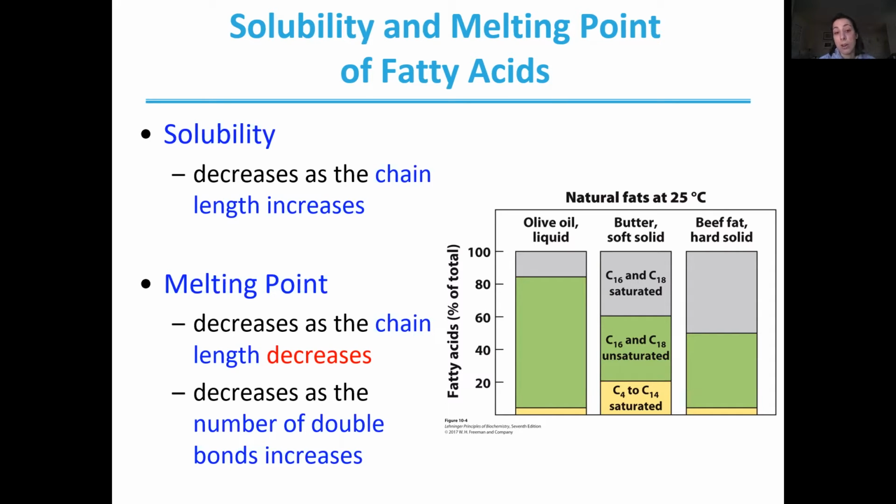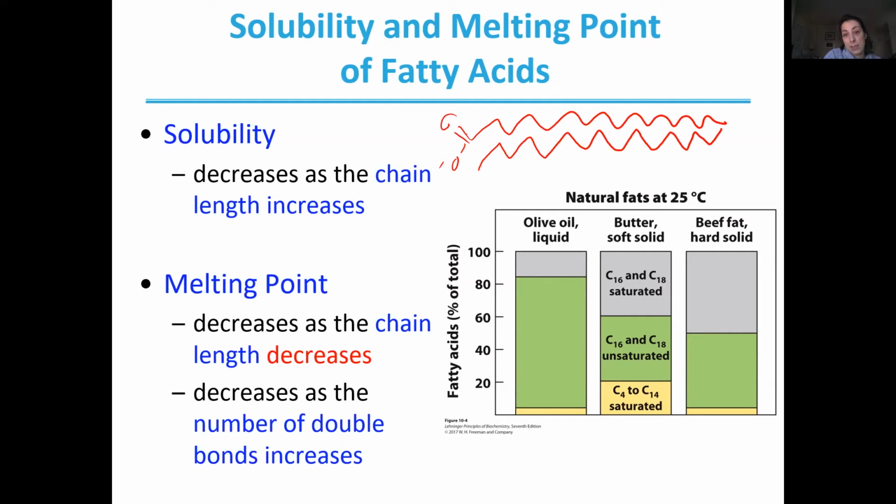Their melting point also is going to change depending on that chain length. So again, melting point will decrease as the chain length decreases. Again, this is going to be based on their ability to stack on each other and their interactions. So let's think about this. If you have a very, very, very long fatty acid, this actually stacks really well with itself.